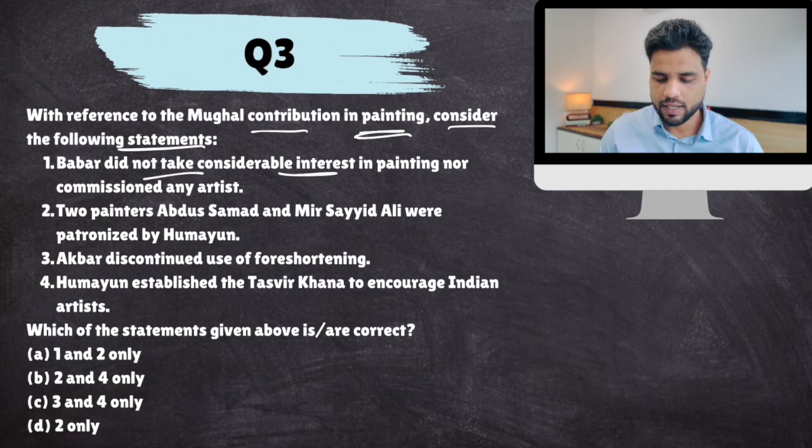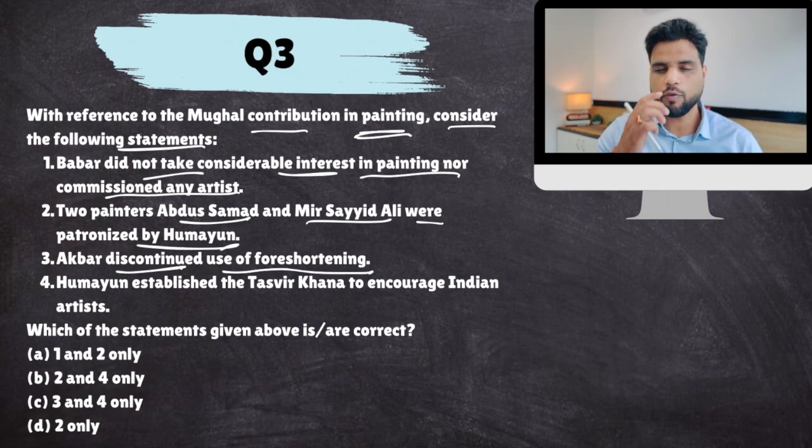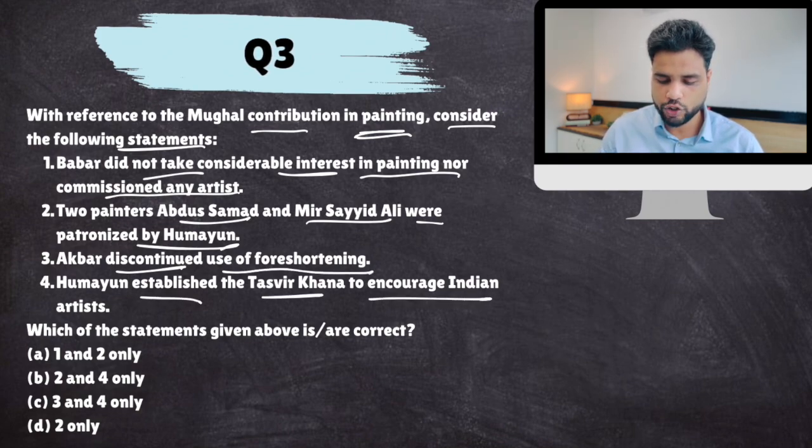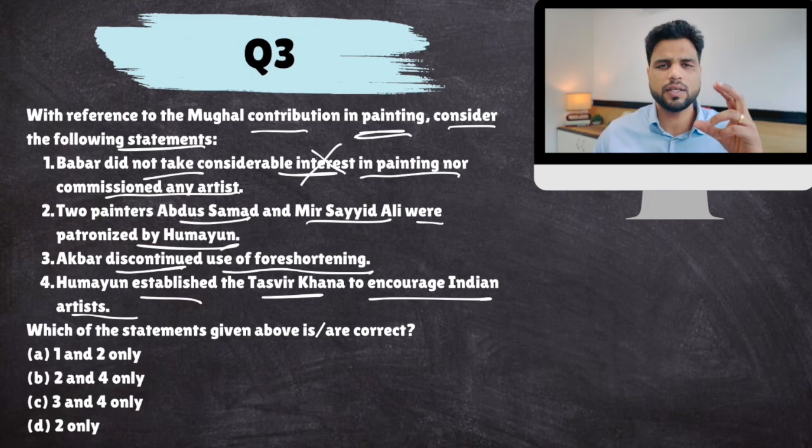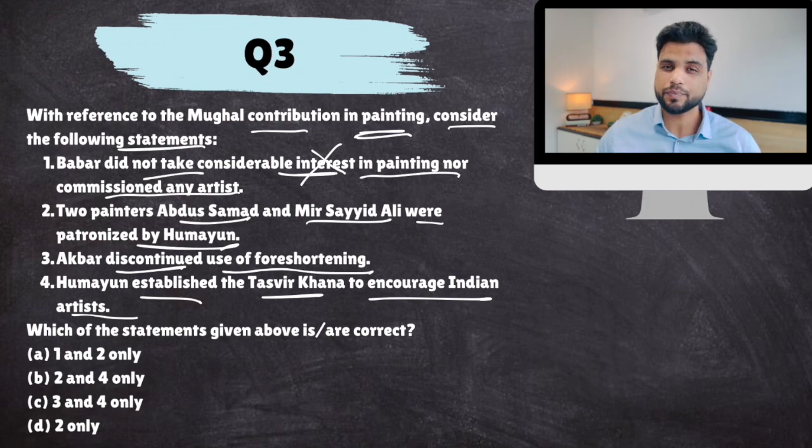Babur did not take considerable interest in painting nor commissioned any artist. Two painters, Abdus Samad and Mir Sayyid Ali, were patronized by Humayun. Akbar discontinued use of foreshortening. Humayun established Tasveer Khana to encourage Indian artists. Now, it is not true that Babur did not take any interest in painting. He did. His reign was short, just 4 years, but he did commission some painting artists.